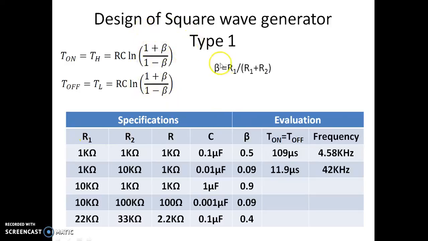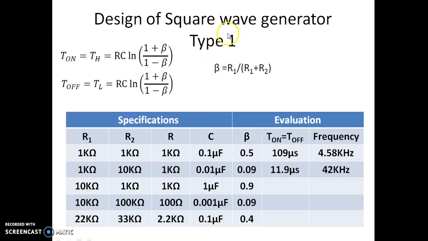Now in this design part, which is type 1, we have been given specification of R1 is equal to 1K, R2 is equal to 2 kilo ohms, R is 1K and C is equal to 0.1 microfarad. So we are asked to estimate the frequency and of course the on time and off time. Since the values of R1 and R2 both are same, the beta becomes 0.5. By substituting that beta in this expression and the given values of timing resistor and timing capacitor, the on time and off time comes out to be 109 microsecond, which happens to be a frequency of 4.58 kilohertz.